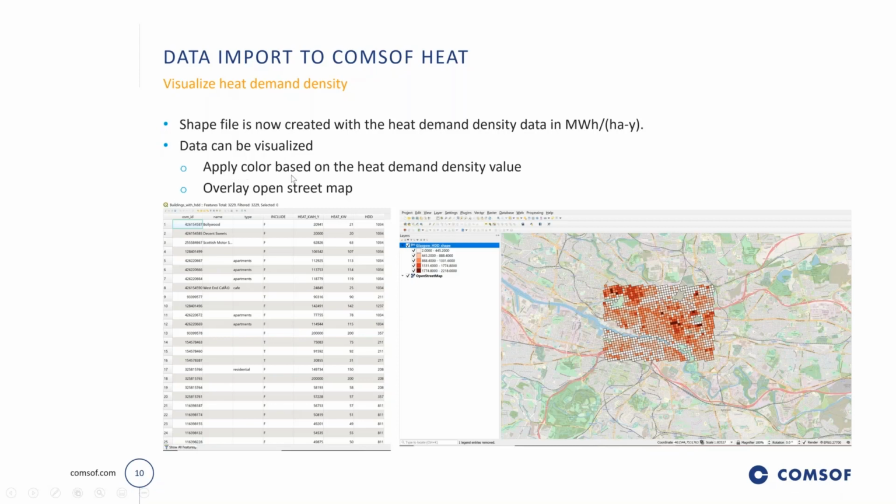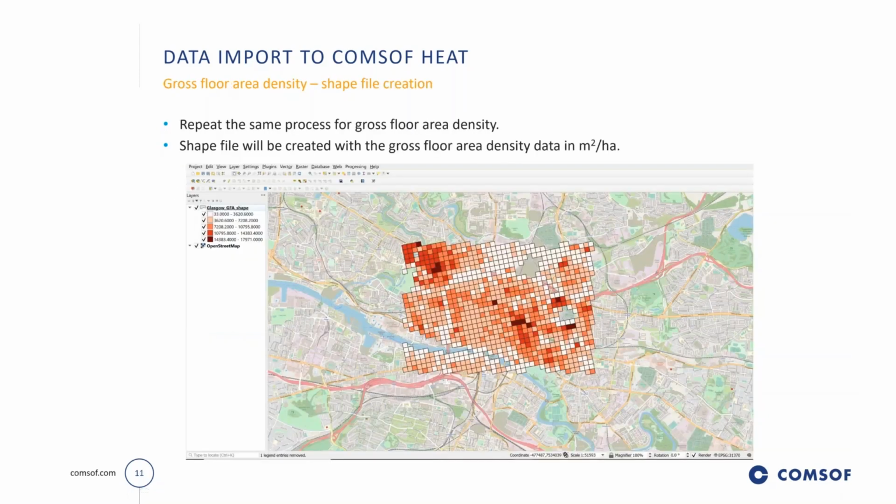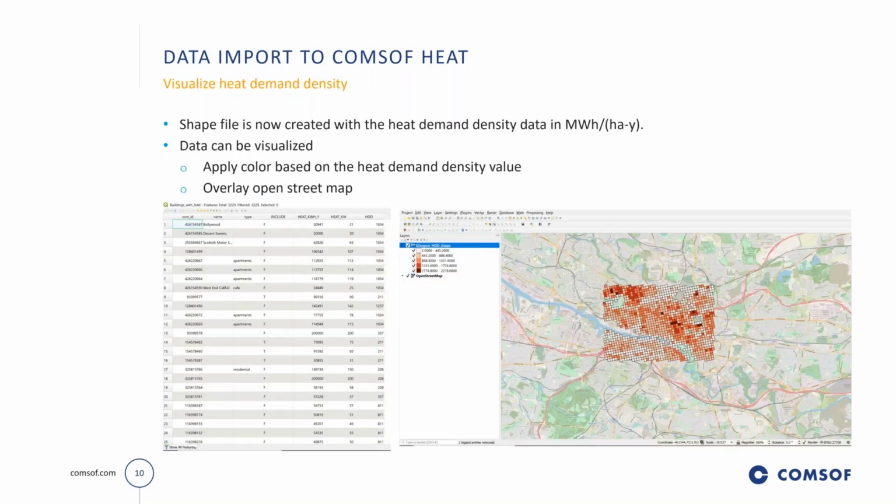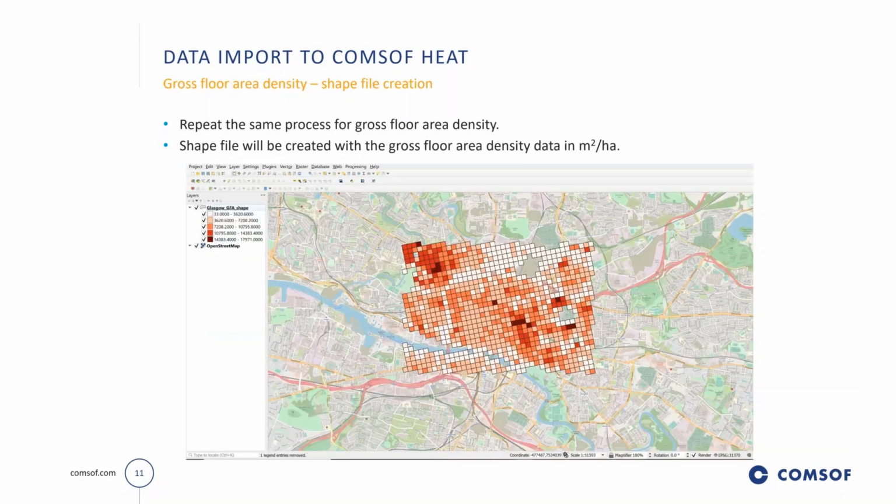You can just apply color based on the heat demand density value, and you can overlay the OpenStreetMap to see which are the areas you are looking into. And then once you have this heat demand density file, now we can import the gross floor area density shapefile creation.